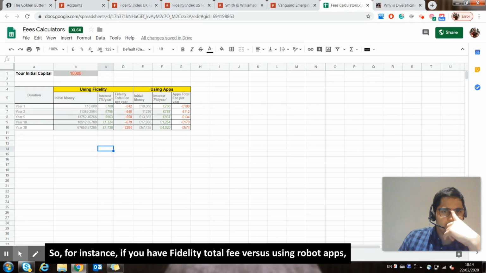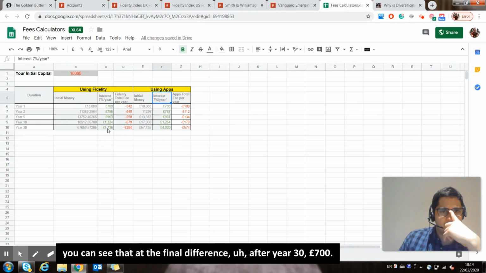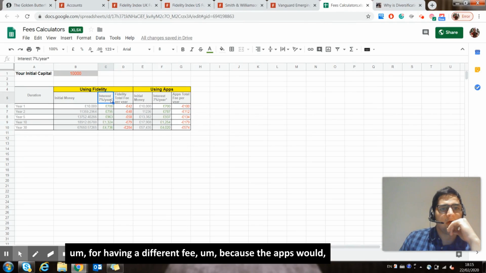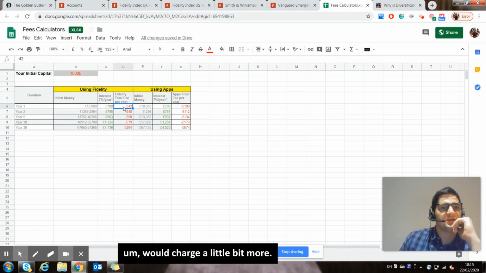So for instance, if you have Fidelity total fee versus using robo apps, you can see that the final difference after year 30 is £700. But year 10 would be about £70 just for having a different fee, because the apps would charge a little bit more.